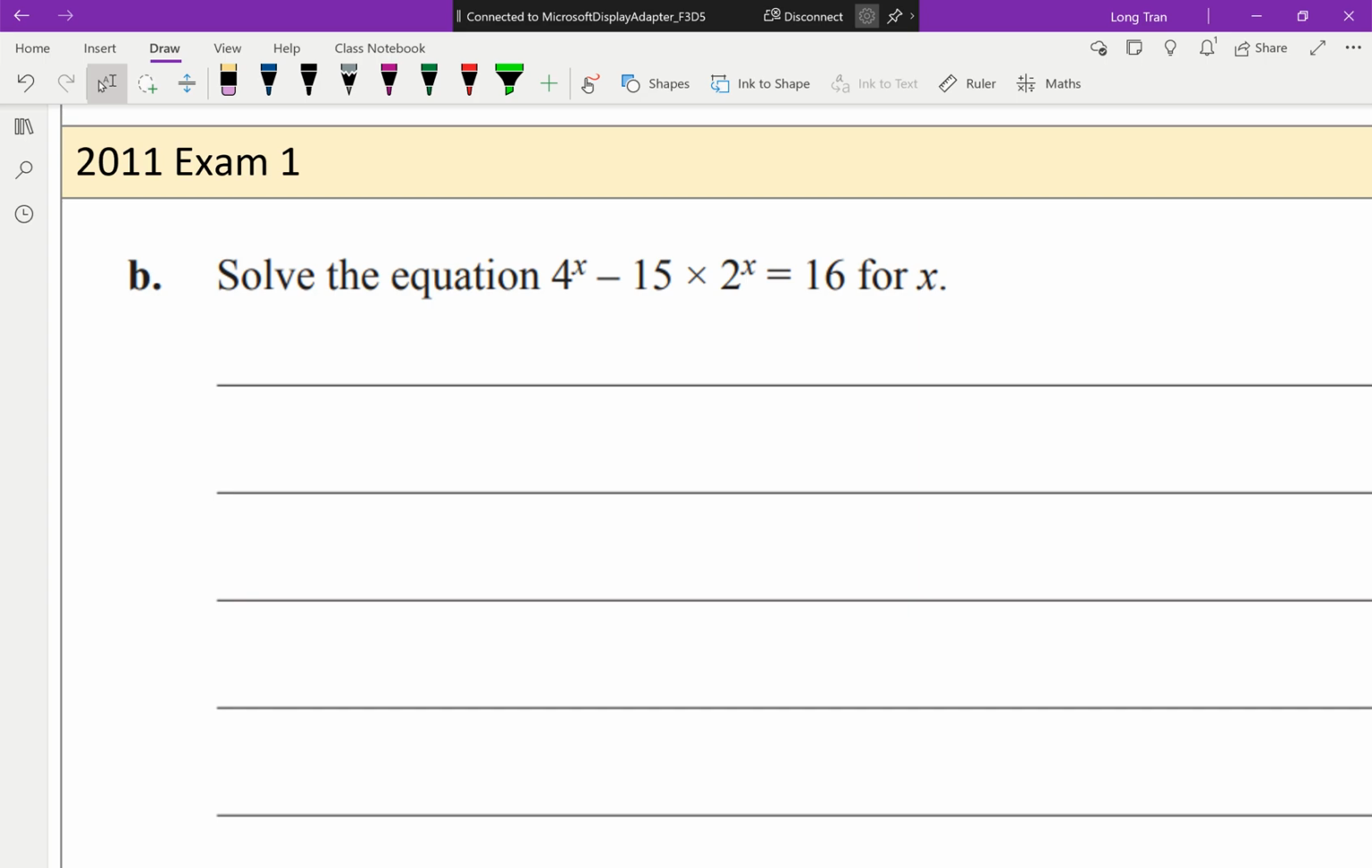Should be able to transform it into a quadratic problem. You get a mark for transforming into a quadratic. You get a second mark for getting the correct possible x values. And then you get your final mark for justification. 3 marks.